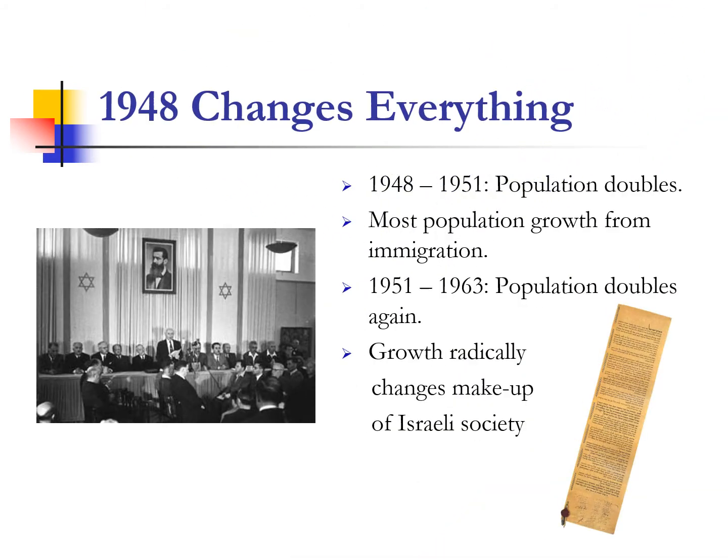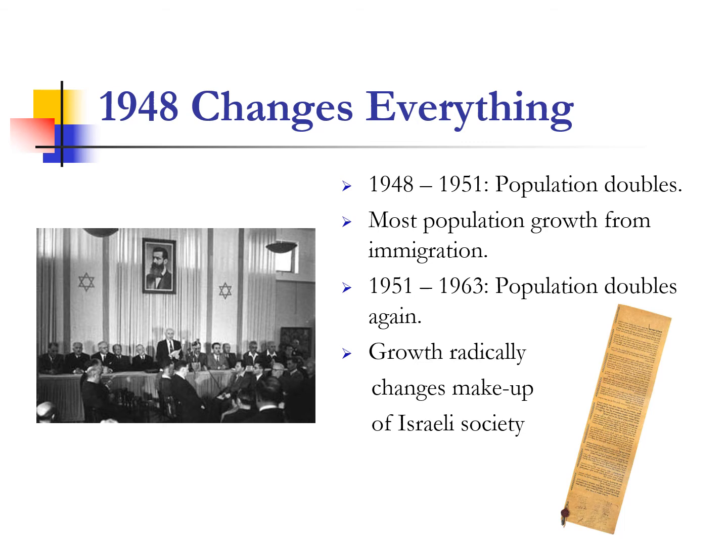Everything seemed to be going along swimmingly until 1948. Well, it seemed to be going along that way. But 1948, everything changed. And most of that change came about because of an enormous growth in population. Between 1948 and 1951, the population of Israel doubled. And between 1951 and 1963, it doubled again. In both instances, the bulk of that population growth came from immigration.